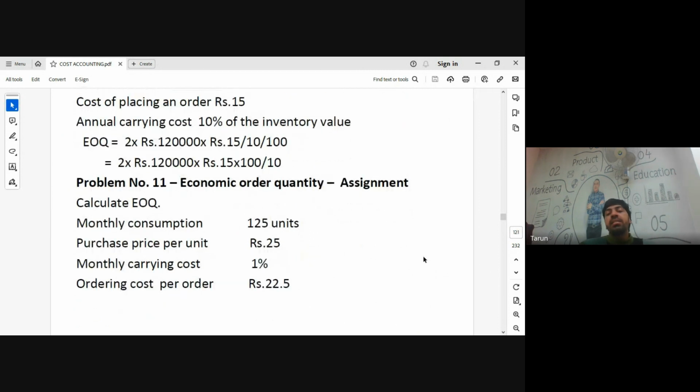That is monthly consumption, purchase price per unit, monthly carrying cost, ordering cost per order, that is 125, 22.5, 1%, 25, 120. It's monthly consumption, but you need annual consumption. So 125 units into 12. Purchase price, monthly carrying cost. So monthly carrying cost is 1% into 25 into 12, because we need the annual carrying cost, not the monthly carrying cost. You need to multiply by 12. So this is the difference from the previous question.